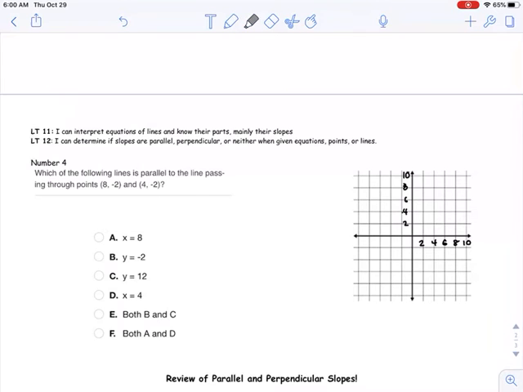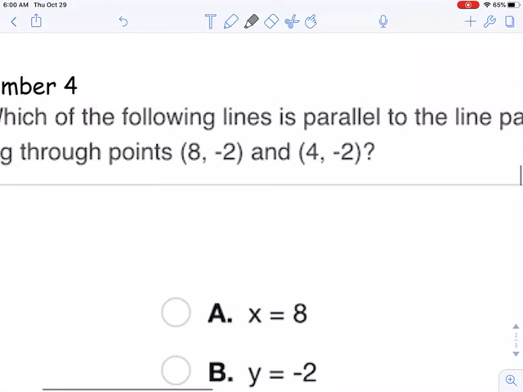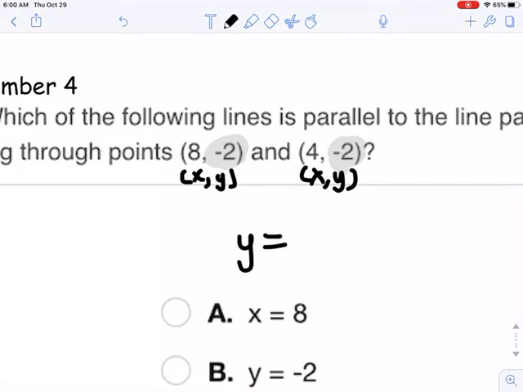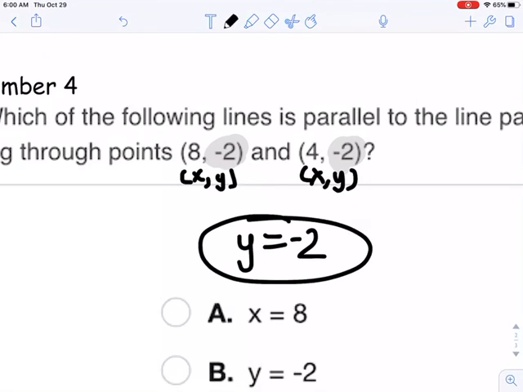All right, so there's a bunch of ways you can do these math problems. That's one of the things I like about math a lot. We can identify, well, remember a coordinate plane is xy. Well, what's the y value in both of these? Y is always negative 2.